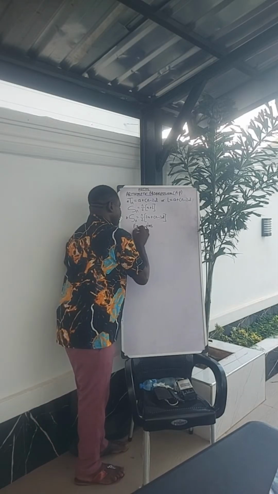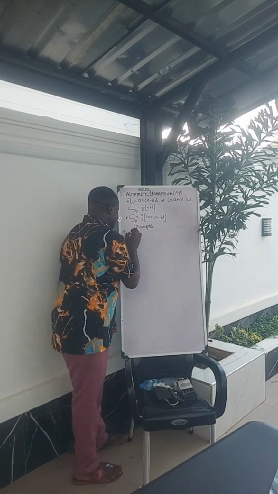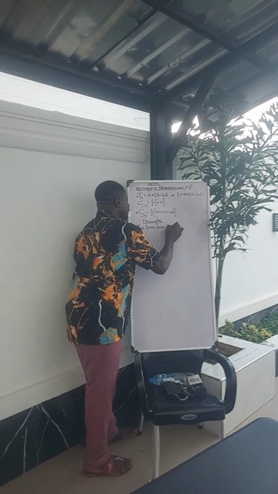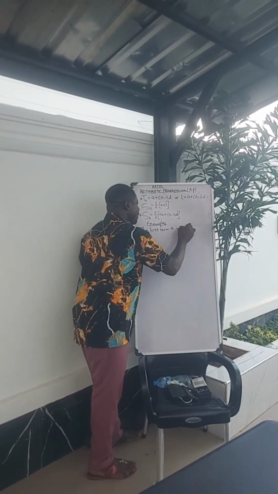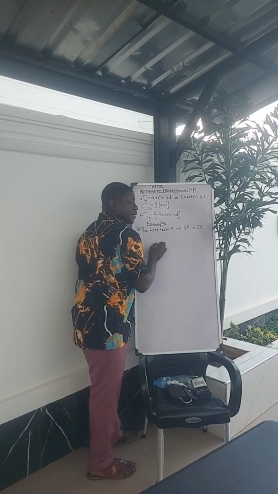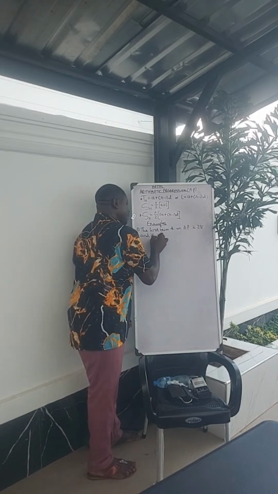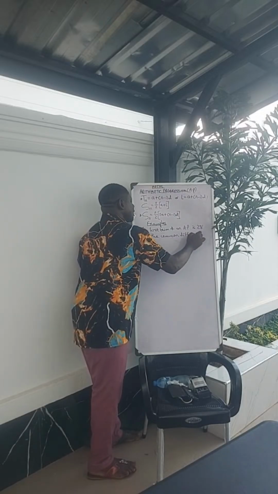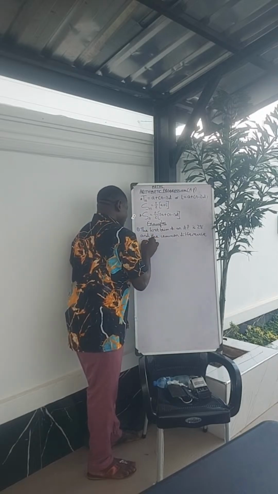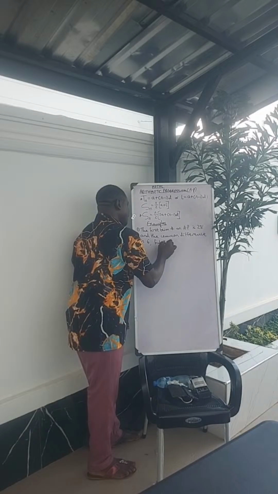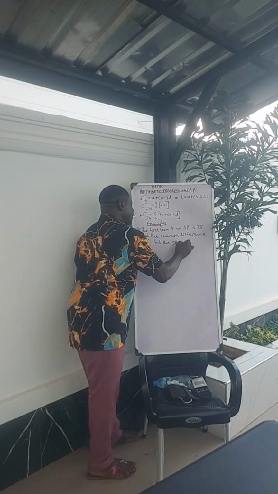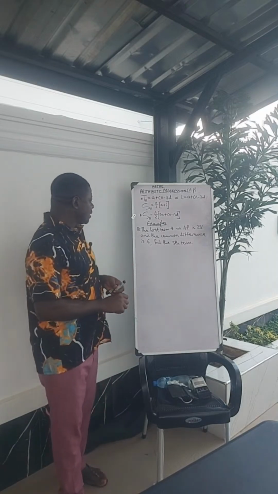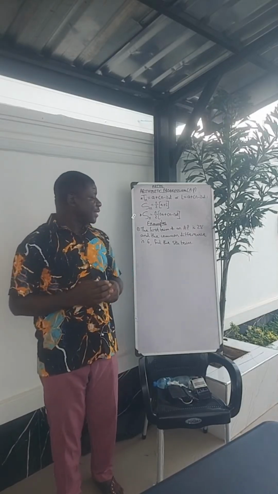Examples. The first term of an AP is 28 and the common difference is 6. Find the fifth term.